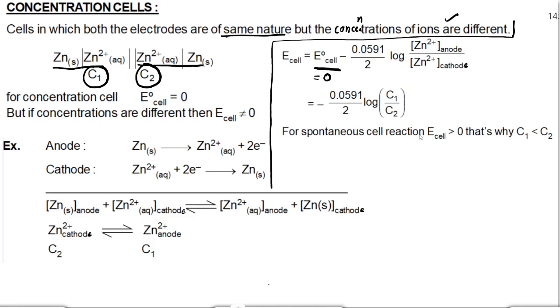So for a spontaneous reaction, E cell should be greater than 0. That's why C1 should be less than C2. So whenever C1 is less than C2, then that reaction can take place.